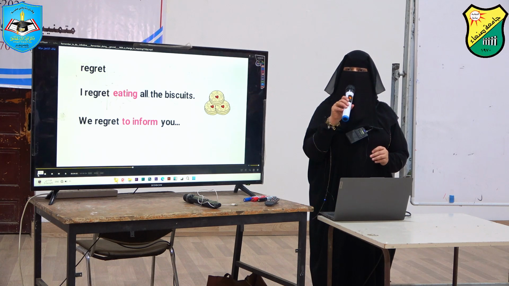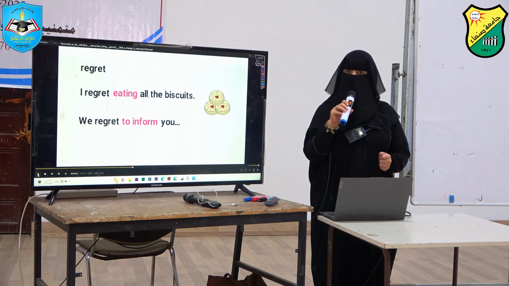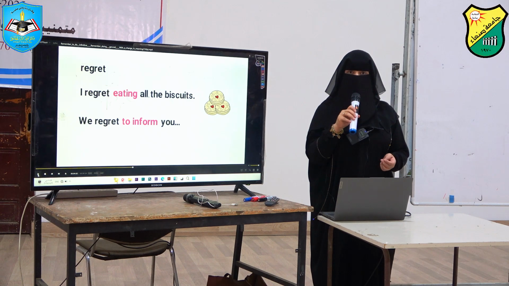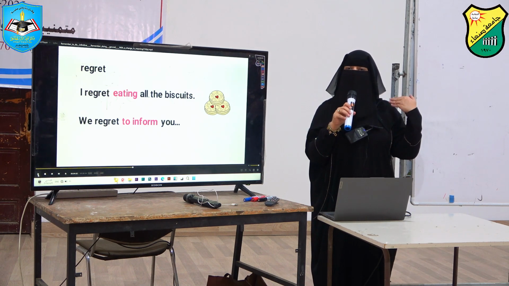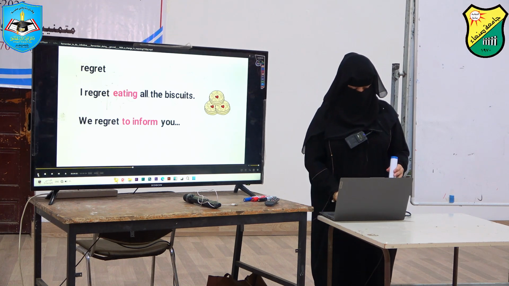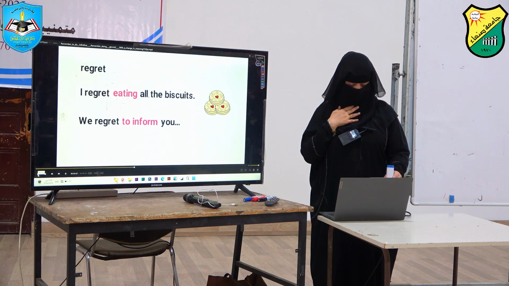This one expresses what? A past action. So you have regret. I regret eating all the biscuits. So now I feel regret. I feel sorry. I ate it and I now feel bad. I regret it. And the other sentence is a speaker sorry about what he's about to say.